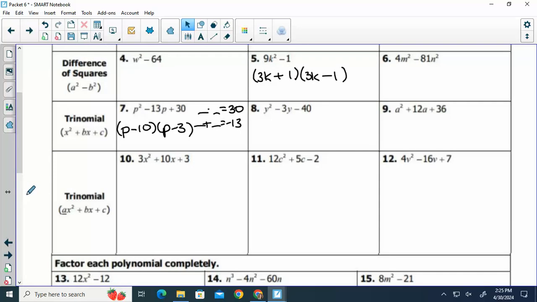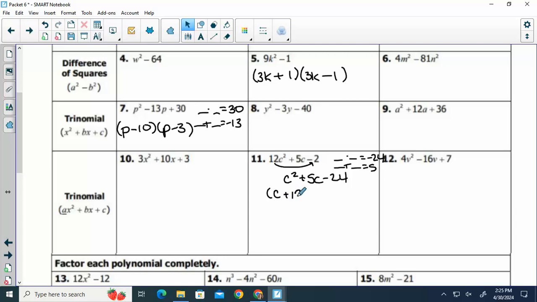And if we had a trinomial where the first coefficient was not 1, so like problem number 11, what would I have to do there? Slip and slide. So remember, we start out multiplying our 12 down. So now I need 2 things that multiply to a negative 24 and add to a positive 5. So that would be what?